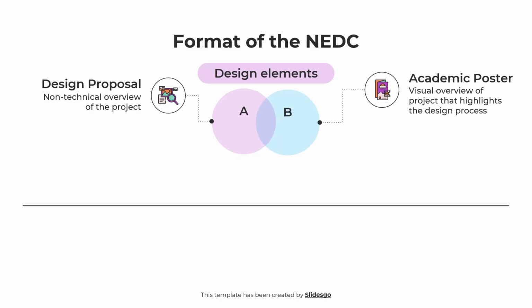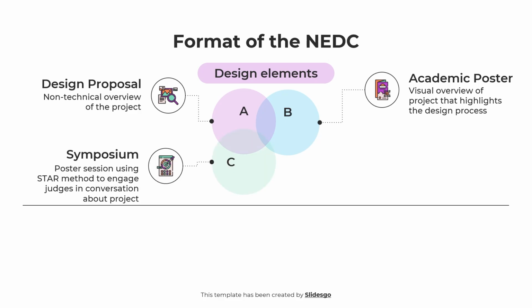Next is your academic poster, a visual overview of the project that highlights the design process that is judged a week before the competition, but is used as a primary visual aid for the symposium. Next is the symposium, which is a poster session using the STAR method to engage judges in conversation about your project, and which makes you think quickly on your feet as judges choose randomly from a list of potential questions.